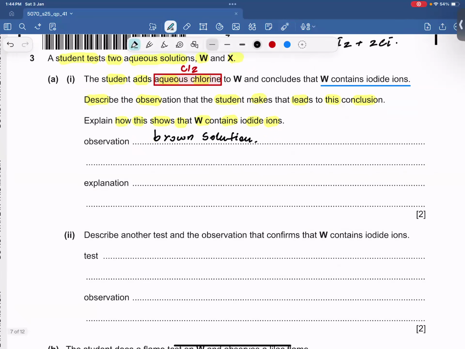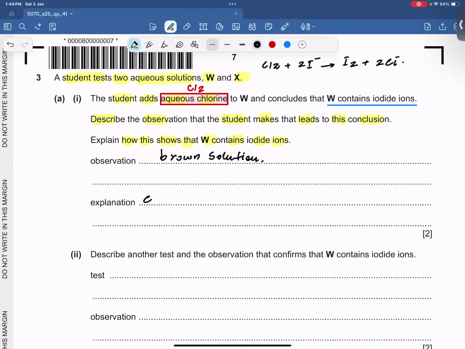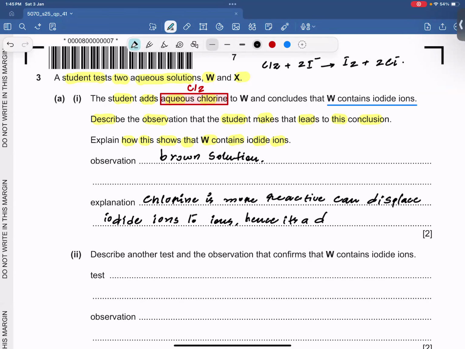So we need to write the explanation. Chlorine is more reactive, can displace iodide into iodine. Hence, it's a displacement reaction.